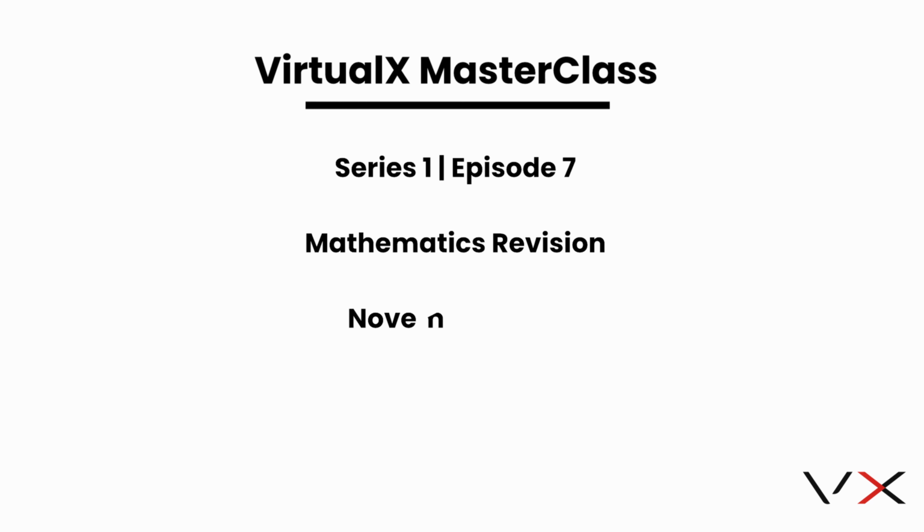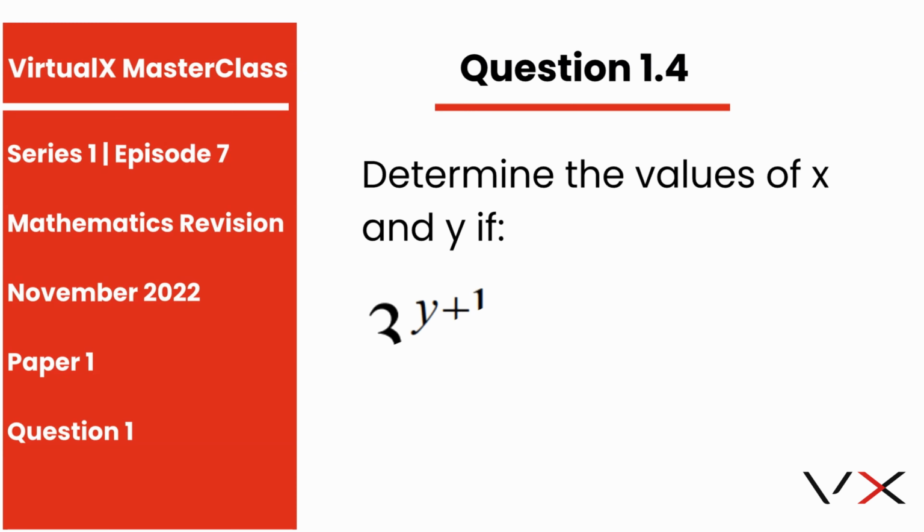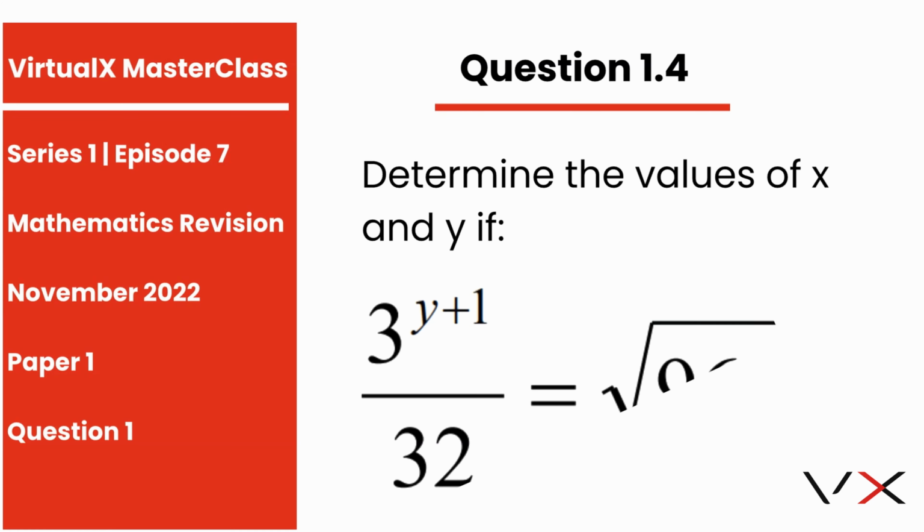This is Series 1, Episode 7 on Mathematics Revision from November 2022, Paper 1. We are going to look at Question 1.4, determining the values of x and y if (3^(y+1))/32 is equal to the square root of 96 raised to the power x.